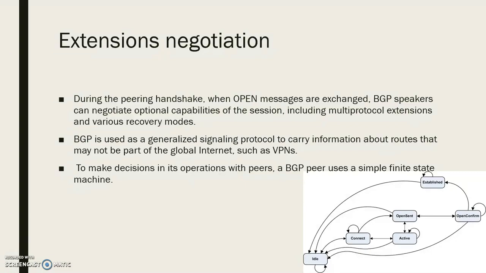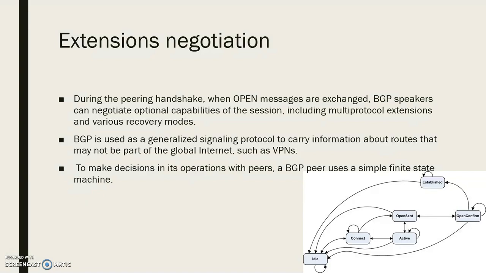Increasingly, BGP is used as a generalized signaling protocol to carry information about routes. Sorry, I'm getting caught up in my notes, guys. About routes that may not be part of the global internet, such as VPNs.